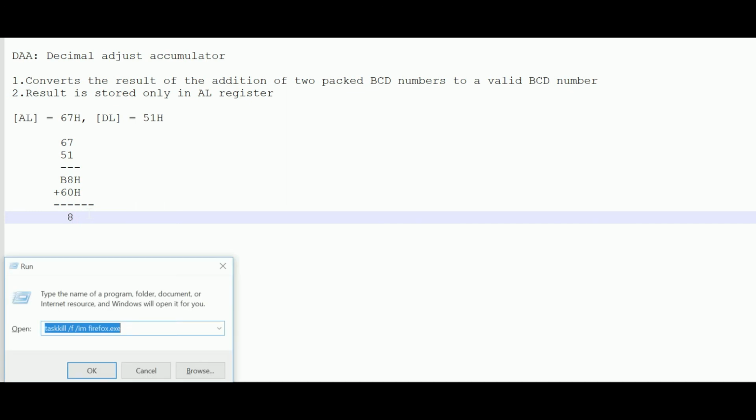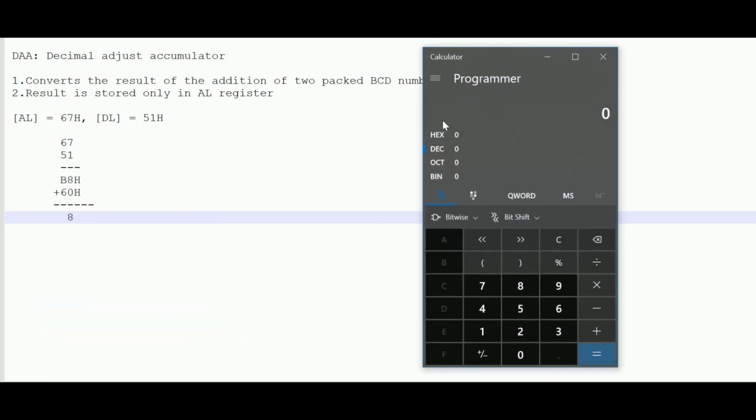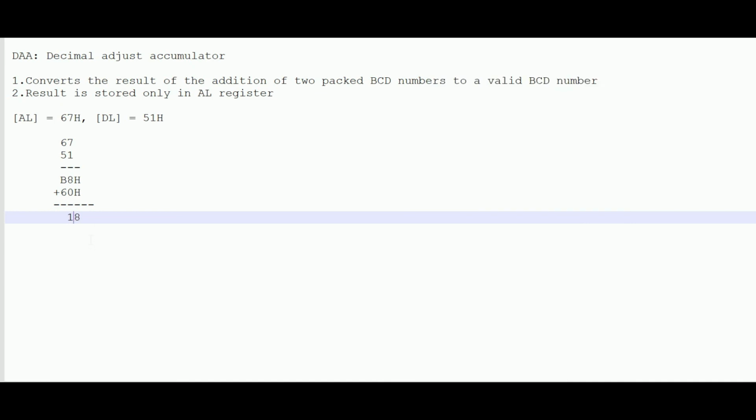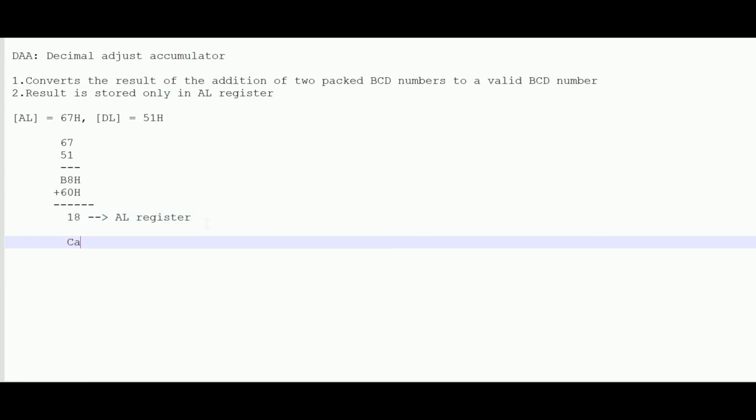If you want, you can use a calculator. Go to the hexadecimal mode, and B plus 6 will give you hexadecimal 11. So one 1 will appear here, and the additional one, because we are talking about your AL register, which can only hold 8 bits, already used by 1 and 8. The additional one which is getting generated will move on to your carry flag. So your carry flag will hold 1.